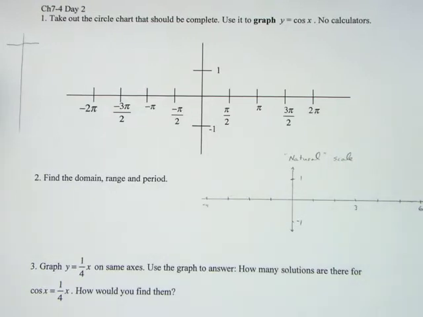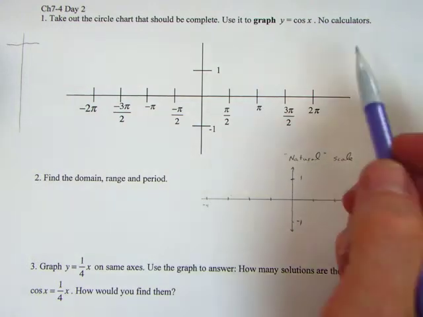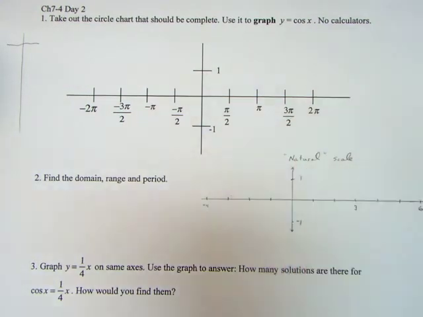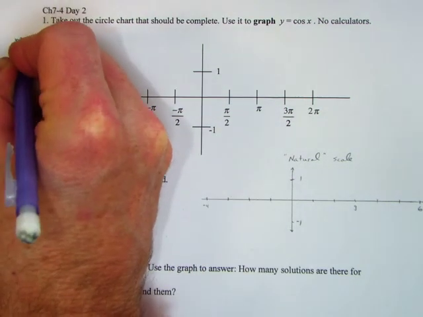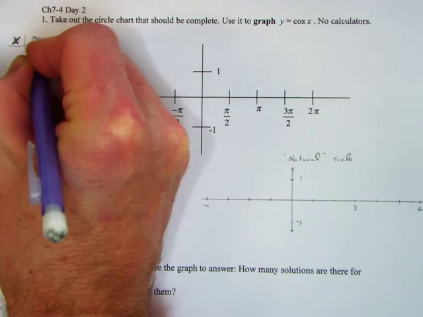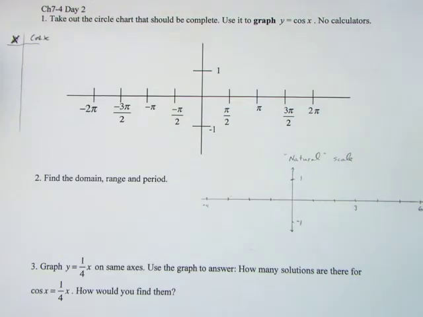We're going to take out the unit circle chart, and you should already have that complete. We're going to use it to graph the cosine of x. So take it out right now so you can have it right by you when you're doing this. So this will be x, and then we're going to take a look at the values for cosine of x.